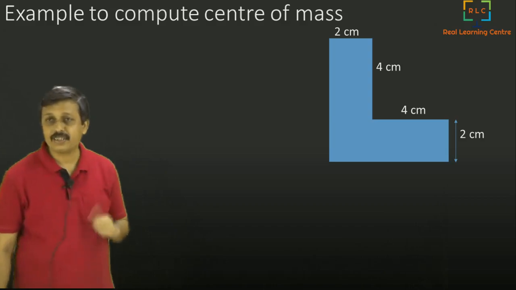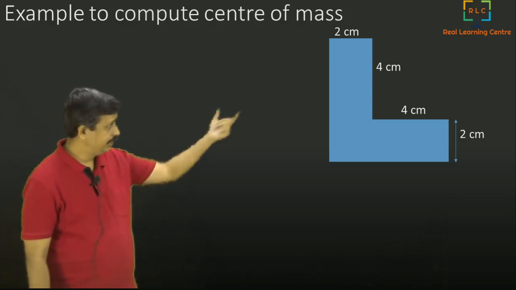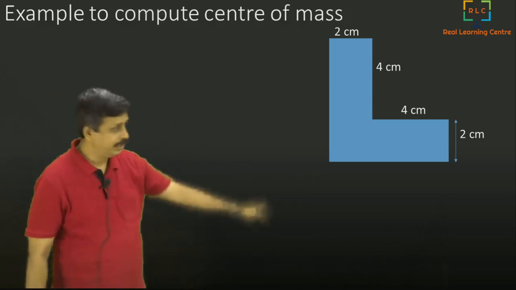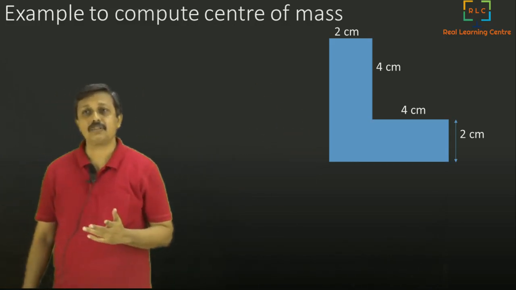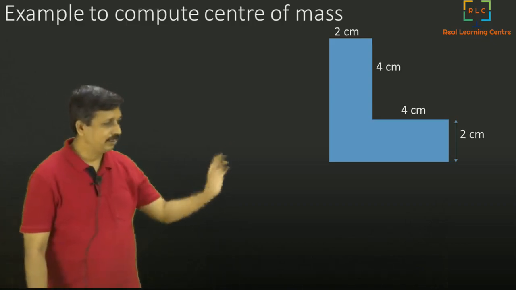In the L shape you can clearly see that the thickness is 2 cm here and 2 cm here. The short arms there are 4 and 4 cm. Now where is the center of mass of this? Let's say it has a small thickness.